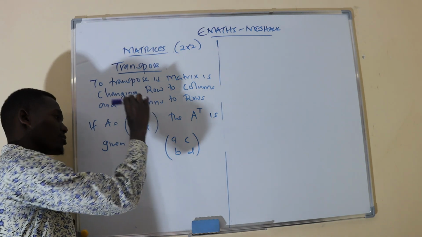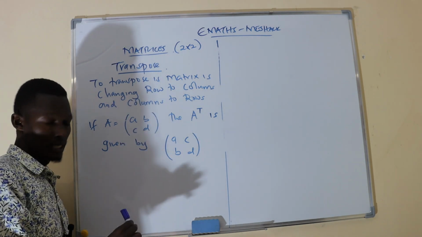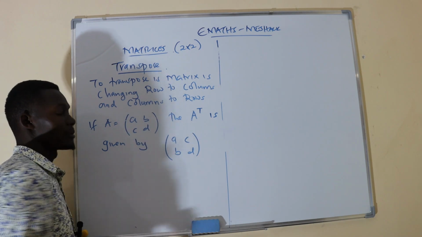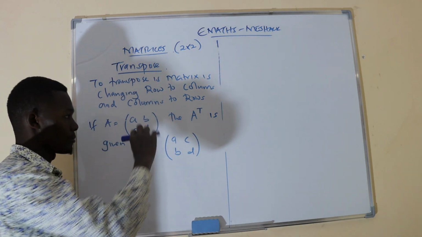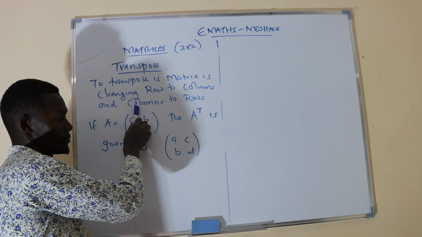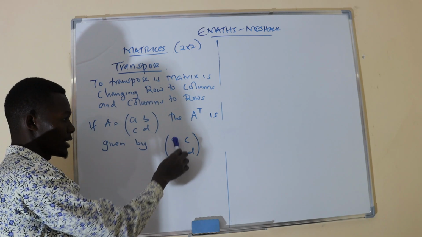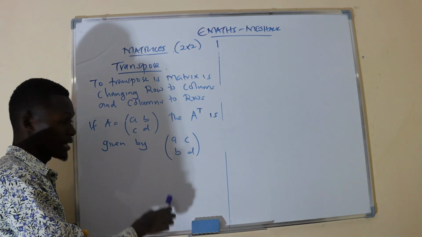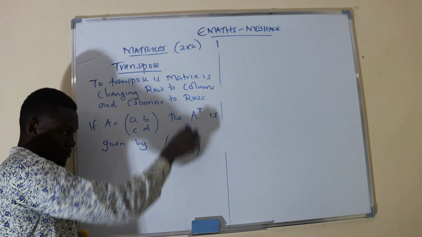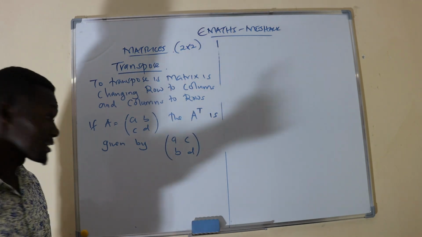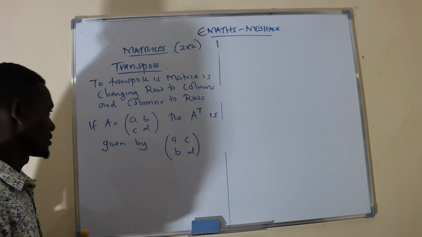So this is the first row, second row. Now this first row and the second row become the first column and the second column. So you invert them so that they become vertical. So a, b vertically, c, d vertically, and that is what we call the transpose of a matrix.